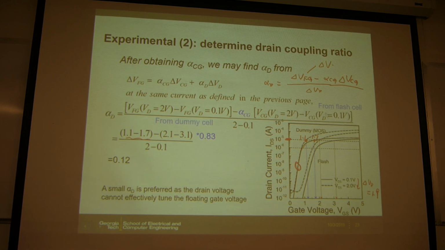And similarly for this delta VCG, this is from the flash cell. The flash cell changed from this point to this point, those two red dashed lines, which is like 3.1 and 2.1. And then you can plug in the numbers here and do the calculation. It's about 0.12, the coupling ratio.